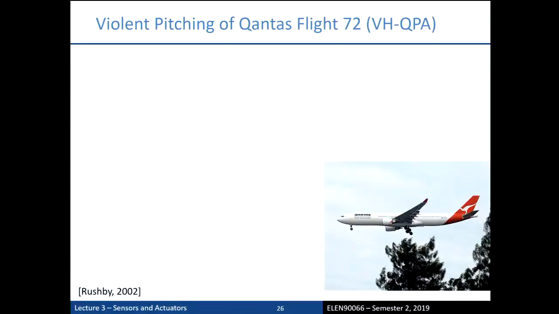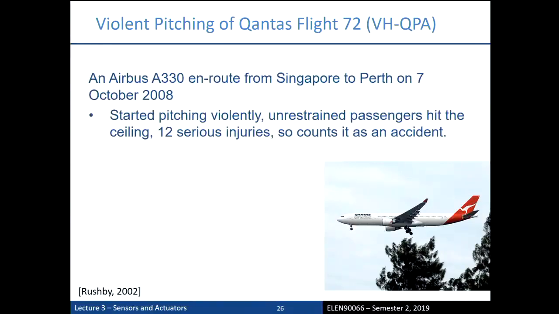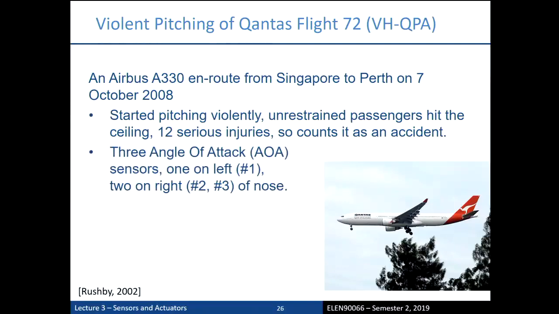Now, Qantas have an impeccable safety record. So, no big crashes or anything like that, touch wood. But there was a major incident just over 10 years ago. And from the outside, if you looked at it, the plane started pitching violently, totally without warning. And any unrestrained passengers, people that undo their seatbelts and just sit there, basically got slammed into the bulkhead or the overhead storage lockers or whatever. So 12 serious injuries. Now, how did it happen?